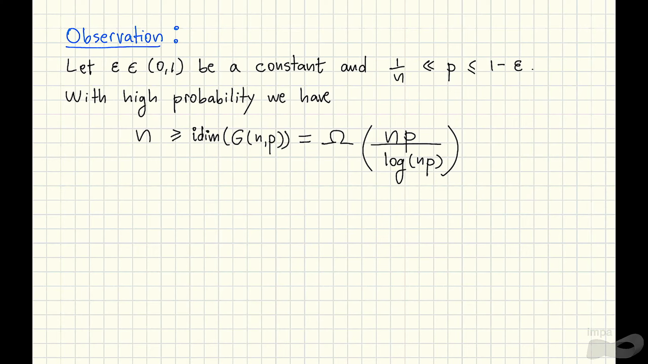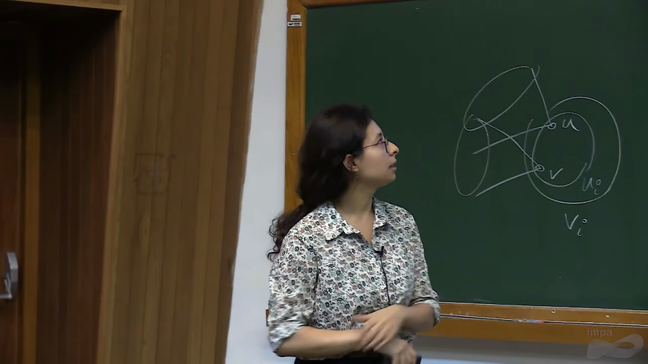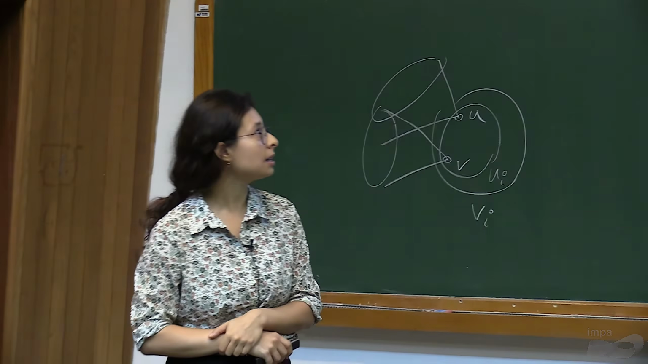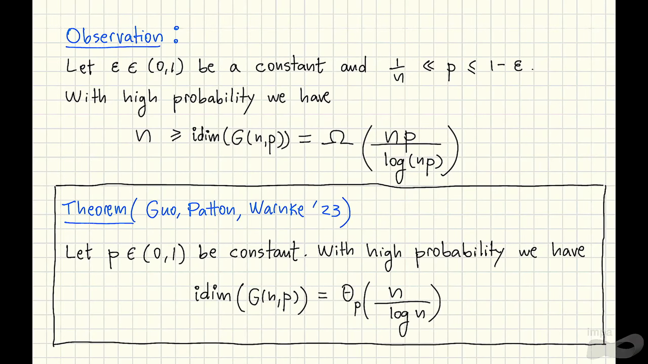And now let's think about p constant. For p constant, this was first done by Guo, Patton, and Warnke two years ago. They show that with high probability, the lower bound is the truth. Right. And this left open the sparse range of p. So from now on, we are mostly interested in p going to 0, okay? Is it clear? Yeah?